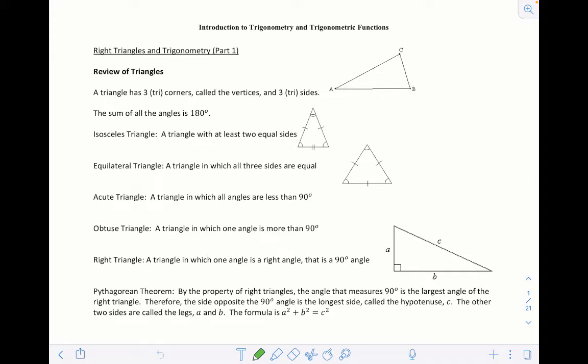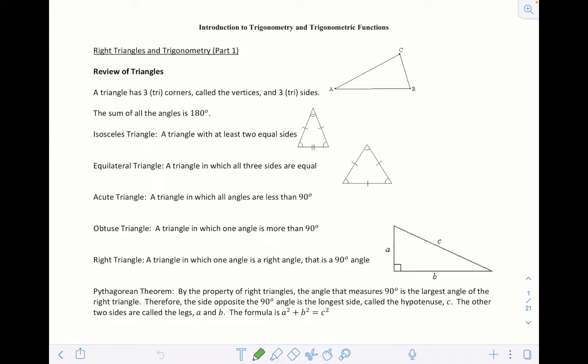A triangle will have 3 corners and 3 sides, and the angle measurements will always add up to 180 degrees. Some other things, we'll talk a little bit later about the isosceles and equilateral triangles. And then an acute triangle, the angle is less than 90, where an obtuse triangle, it's more than 90.